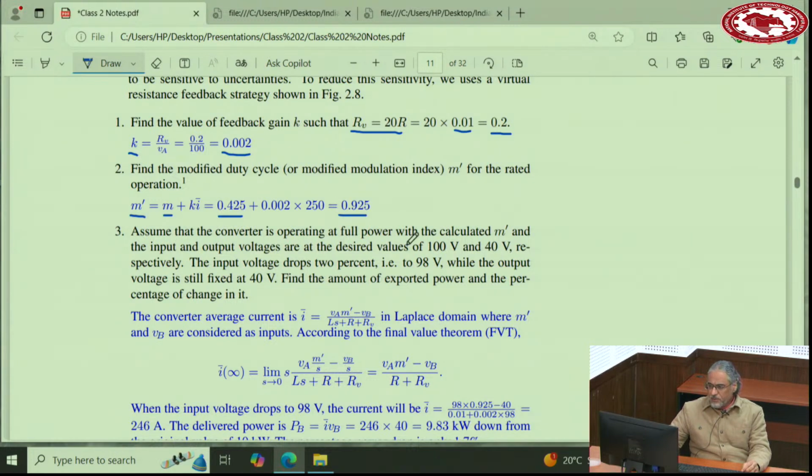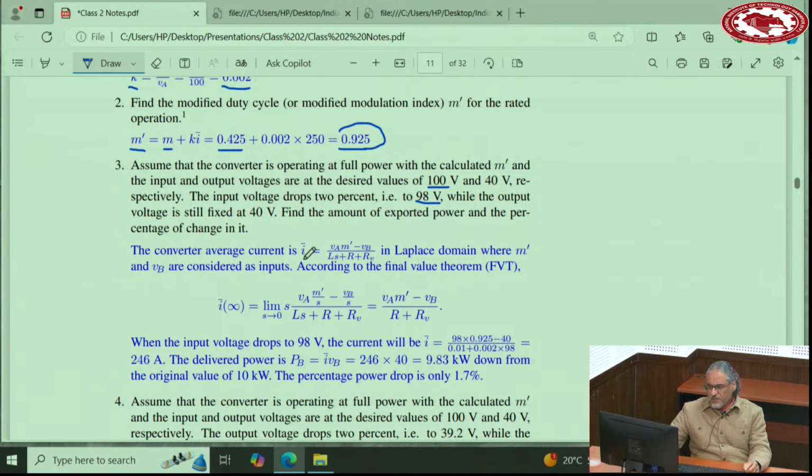Okay, now let's say we decrease the voltage from 100 volt to 98 volt. With the same M prime and the same parameters, everything else the same, what happens? Now the current becomes VA times M prime minus VB, right? Here I use the final value theorem. You don't have to, because I haven't spoken about that. I will speak about that later today.